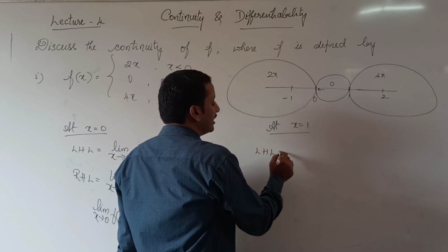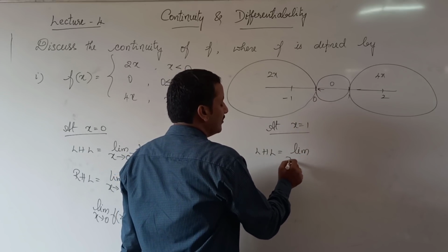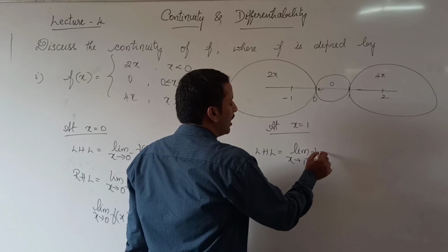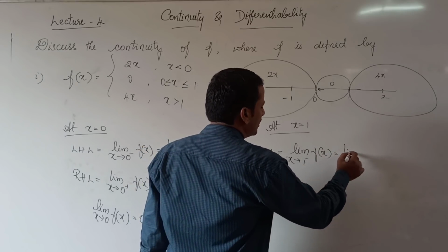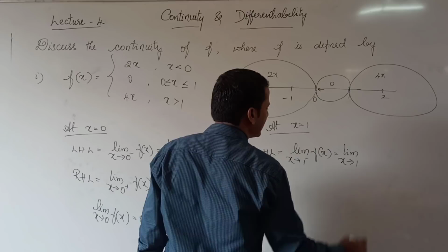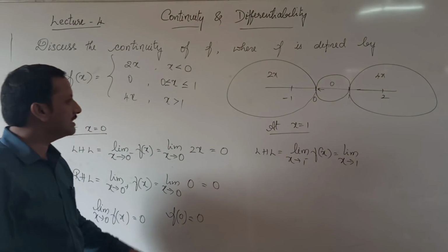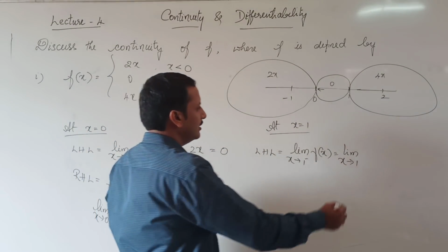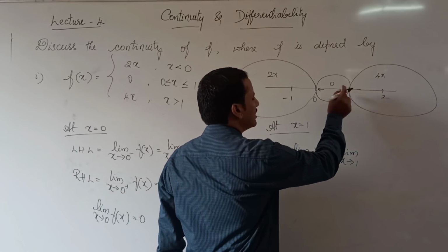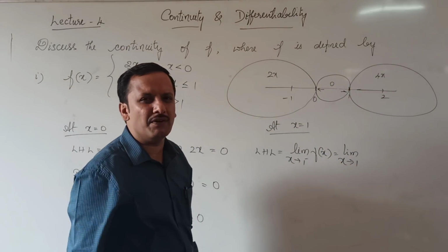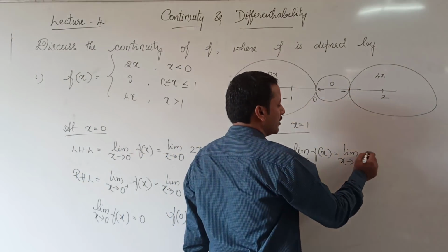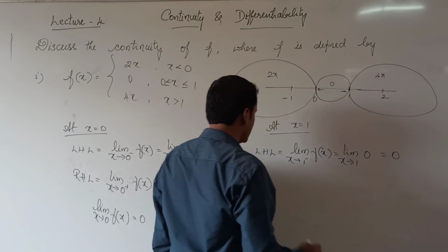Then, left hand limit, that is equal to limit x tends to 1 minus f of x. X is approaching 1 from left side. Here is 1. X is approaching 1 from left side. There, f of x is defined as 0. So, this will give you 0.